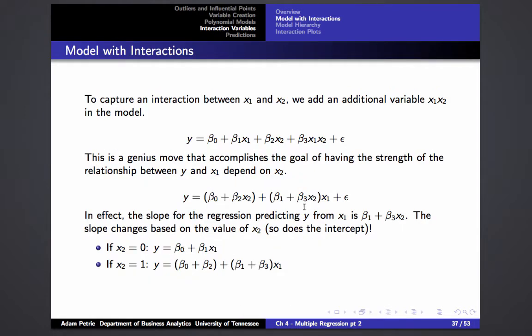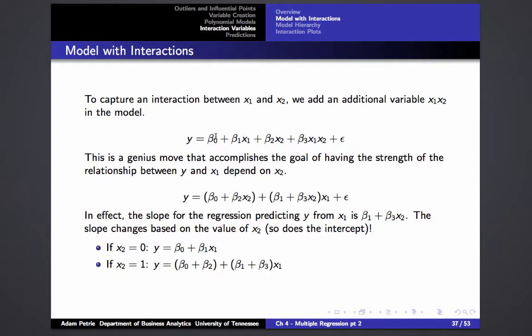So how do we do that? Well, we can do that by adding an additional term into the multiple regression model. If x1 and x2 have an interaction, we add in a third term, which is the product of those two variables. So how does that allow us to capture an interaction? Well, it's a pretty ingenious move, and let's see how that actually works.